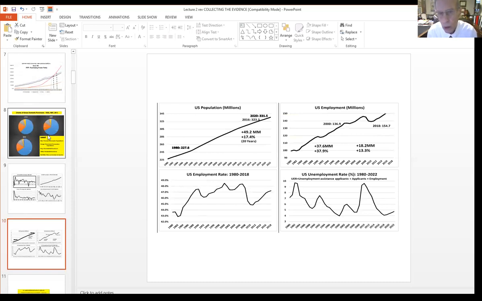Now, if we look over to the right, on the right-hand side at the top, we see how fast employment has been growing.